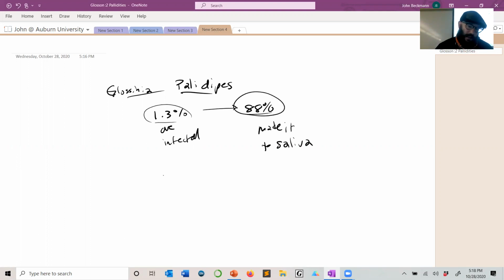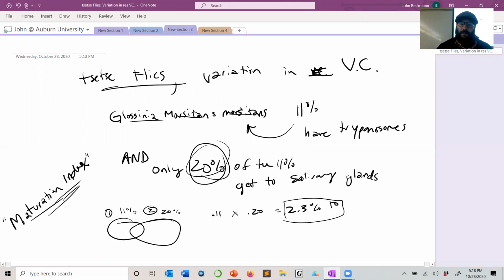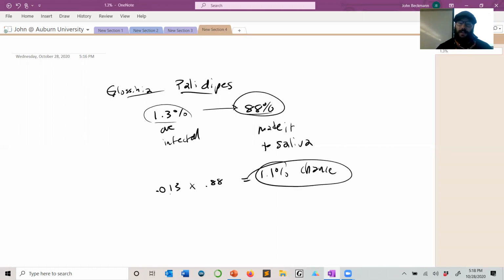So to get this, the same, if you calculate the same probability, like if I get bit by this fly, what's the probability that it is able to transmit trypanosomes? It would be 0.013 times 0.88, and it actually comes out to a 1.1% chance. Okay, so they're different. This one versus this one, it's different.